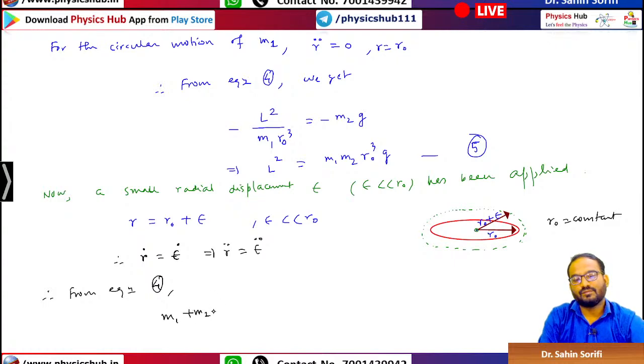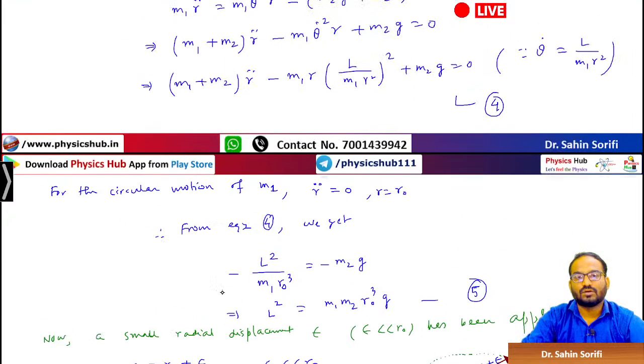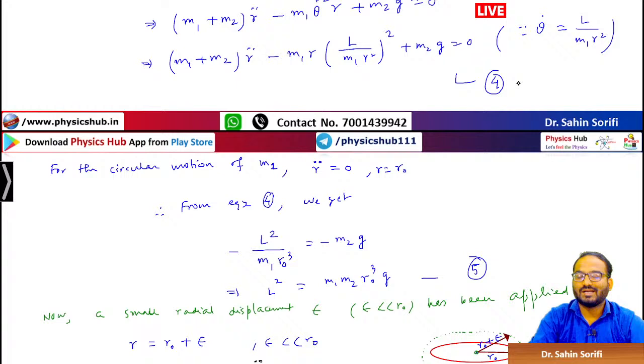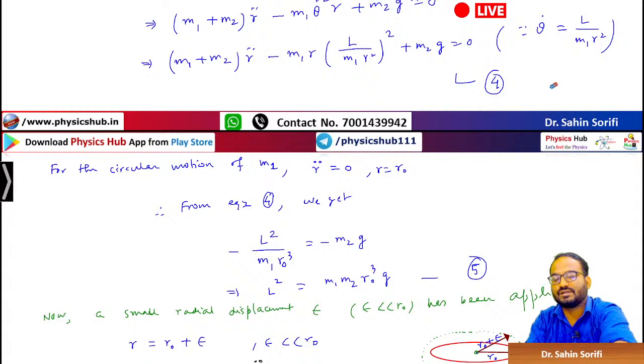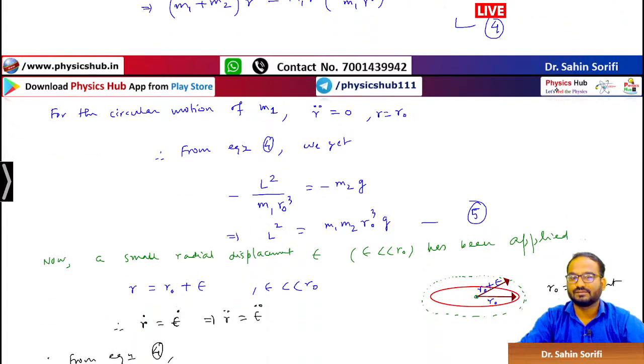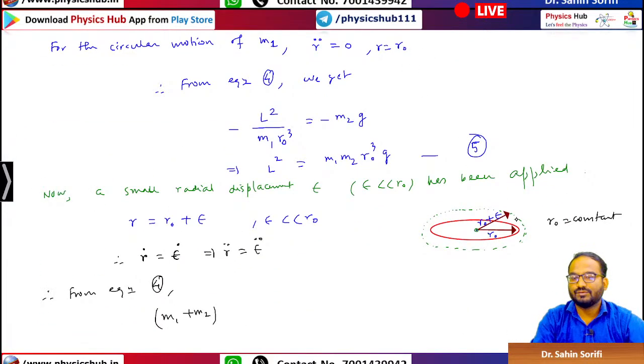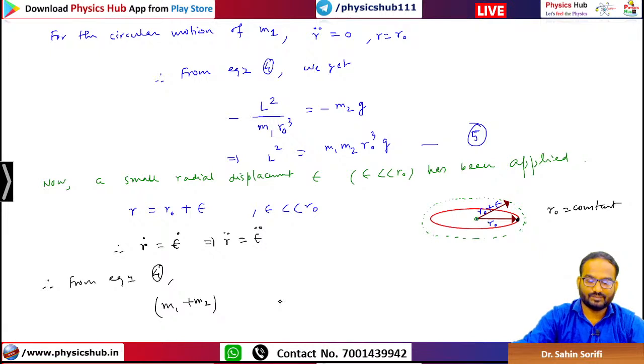(m1 plus m2) r double dot. So this calculation was for when, actually this is general for any radial distance r. Now here we have used it for a particular radial distance r naught. Now for r equal to r naught plus epsilon, how the equation of motion is changing, that is what is happening.